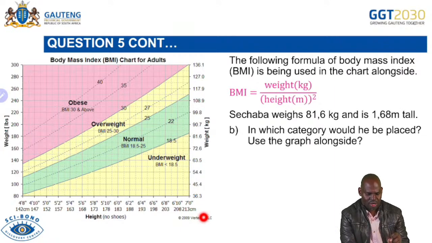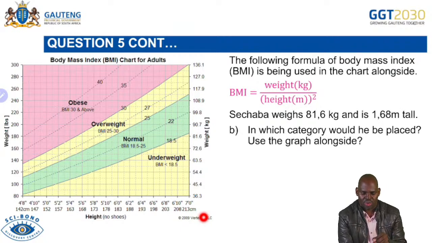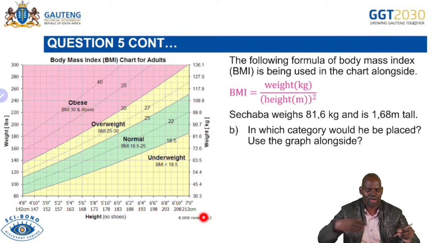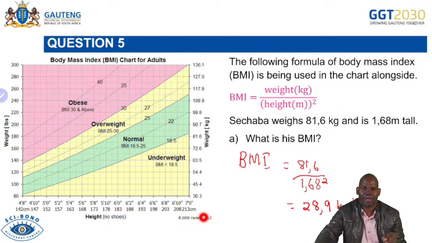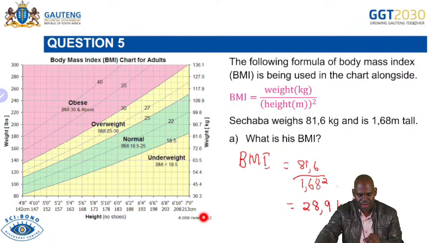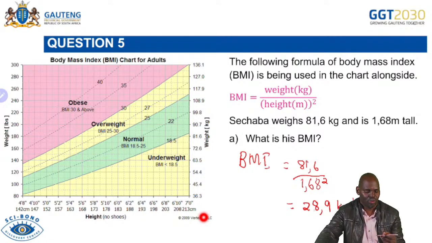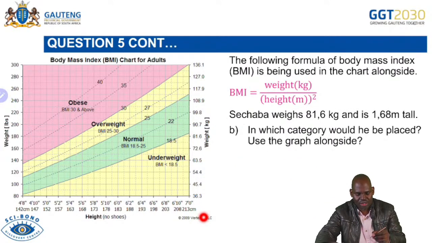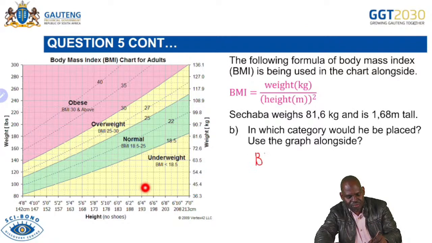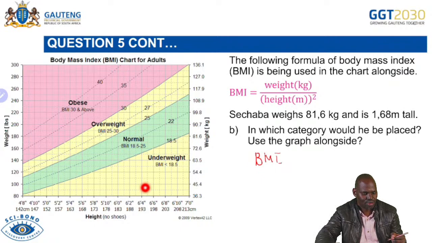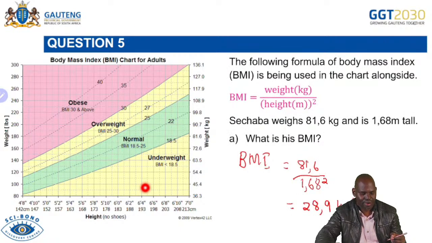Now, the question is, in which category would he be placed? Use the graph alongside. Okay, do we really need to calculate the BMI again? Not necessarily, because we have calculated the BMI in the previous question. Sechaba's BMI is 28.9. So we can just indicate that BMI is 28.9.